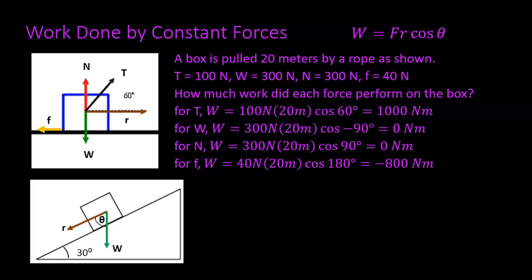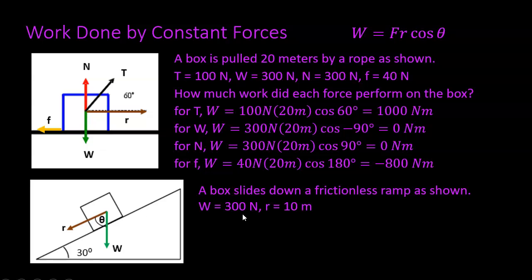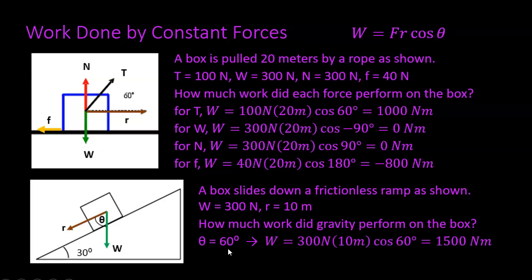Looking at a different situation, here we have a box that is sliding down a frictionless ramp. The box has a weight of 300 newtons and its displacement is 10 meters, and we want to know how much work did gravity perform on the box. So we have our force vector, our displacement vector, we have our angle theta, which is going to be 60 degrees between the two vectors, and we can calculate the work as 1500 Newton meters. Let's move on to varying forces.